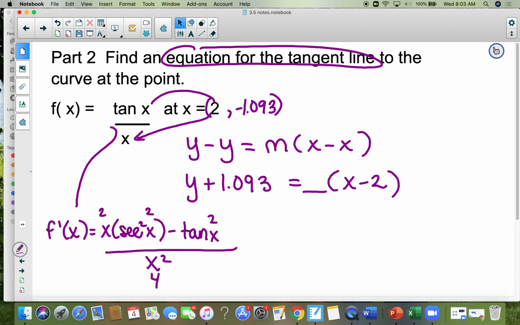And then you have to plug 2 in here, 2 in here, 2 in here, and 2 in here. Remember, you don't have secant, so you would have to use 1 over cosine of 2, and then you would have to square that because you don't have secant. So when you plug that into your calculator, you should get 3.433 for your slope.